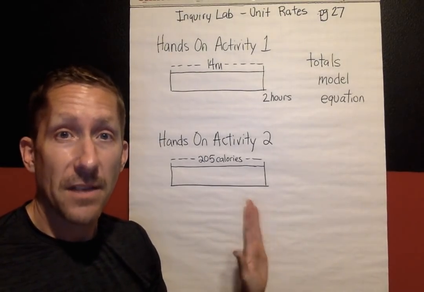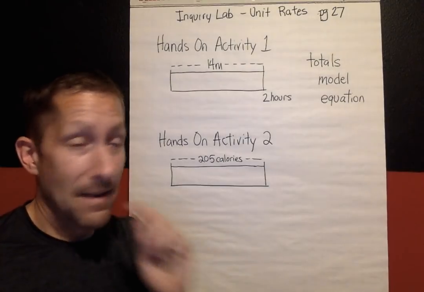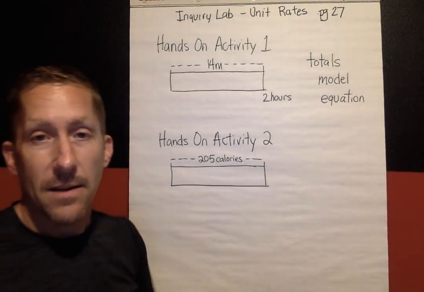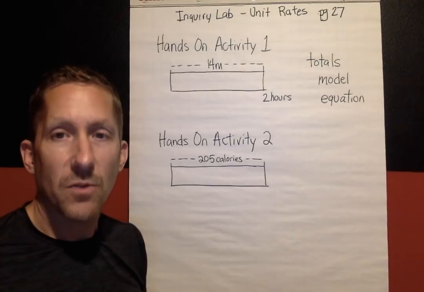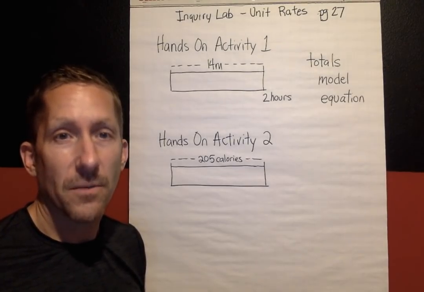This lesson is for the Inquiry Lab on unit rates that starts on page 27. You do not have to take these notes. There's no Cornell note format. This is just a quick lesson that walks you through how to do the problems for this Inquiry Lab.